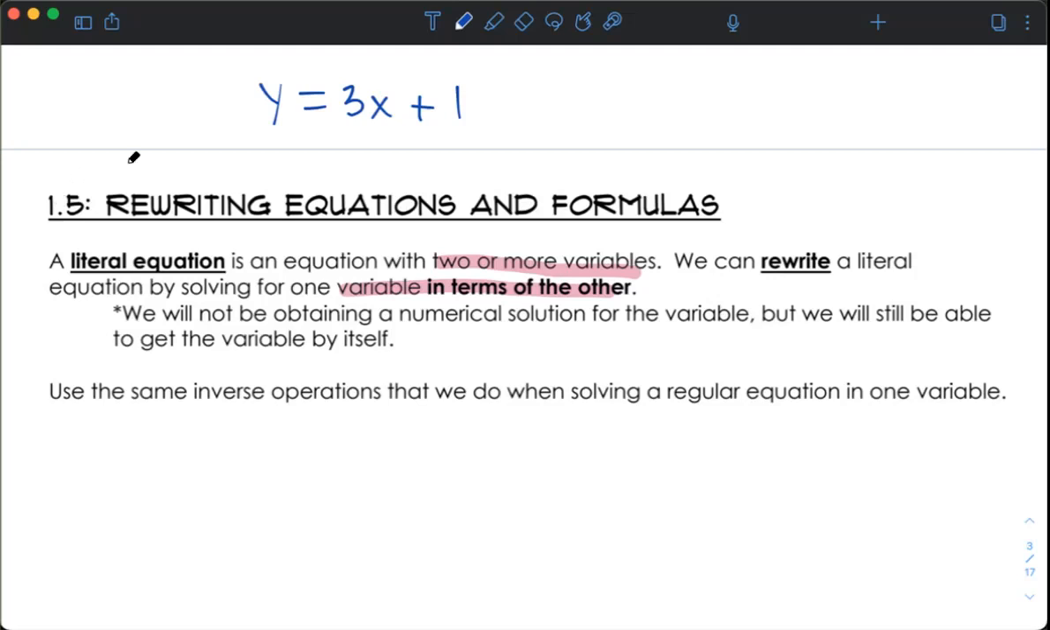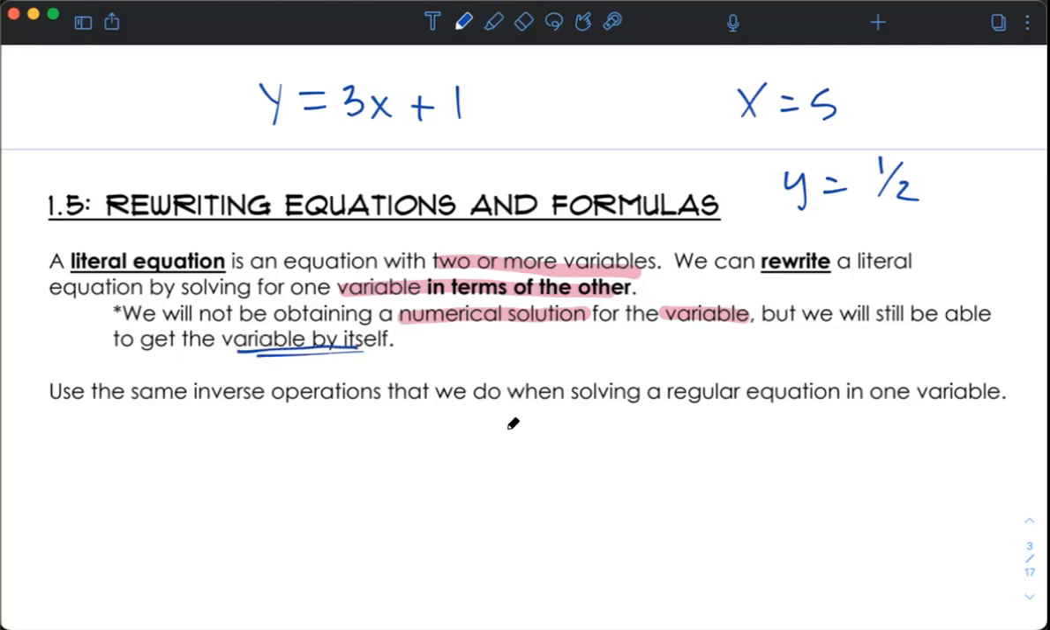But the important thing to remember about literal equations is that in all the exercises we're doing, we're not going to be obtaining a numerical solution for the variable. In the past, we've been getting x equals 5 or maybe y equals 1/2. But our answers are going to look a little different in this section because we're going to have two or more variables. But the overall goal is that we're still going to be able to get the variable by itself.